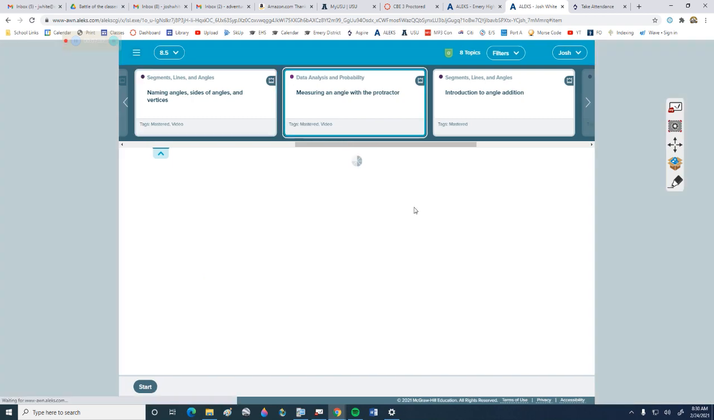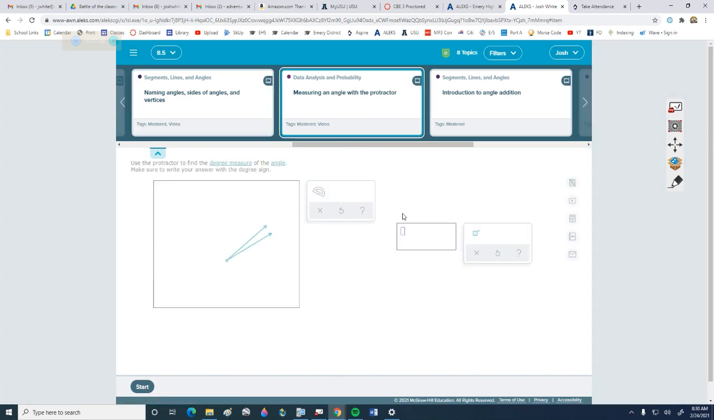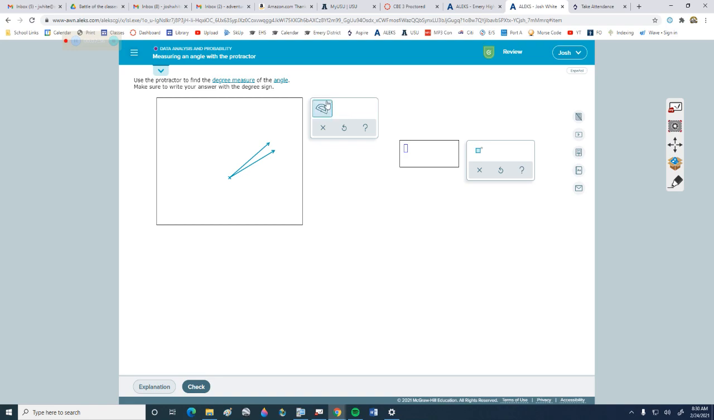Next. So measuring an angle with the protractor, you're just going to get the protractor, and then you put the protractor like that, and the angle is 10 degrees. Don't make the mistake of doing this and saying the angle is 170 degrees. It's only 10.